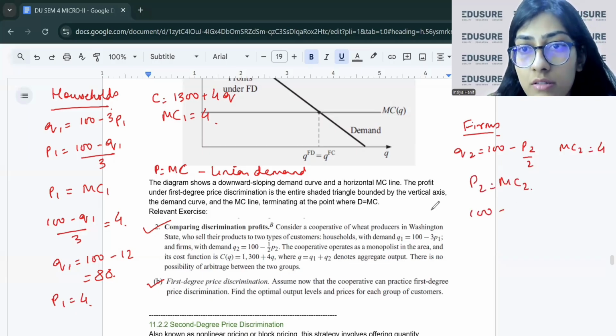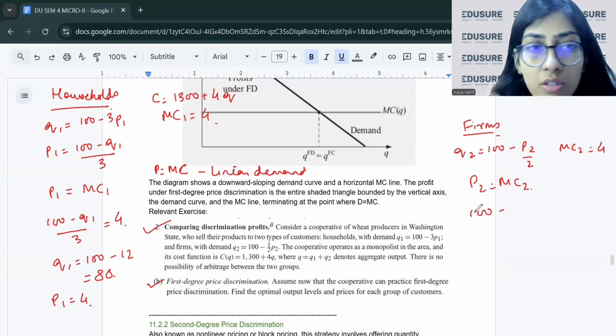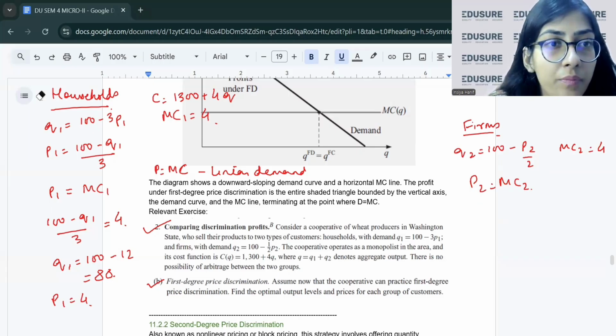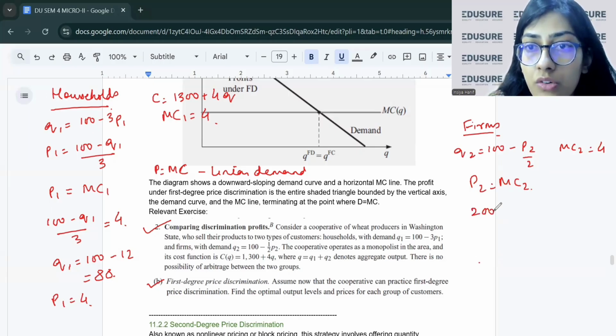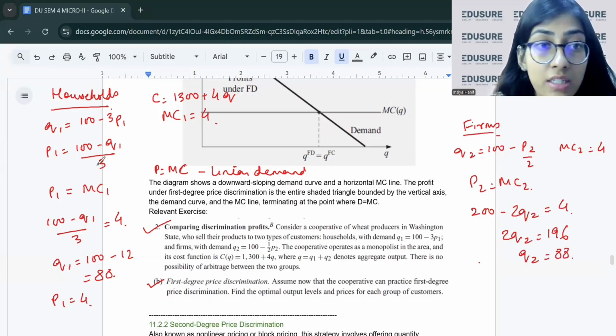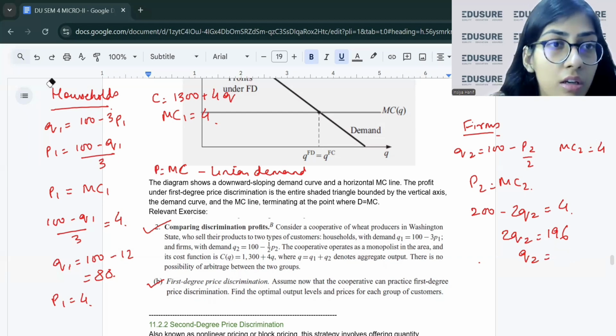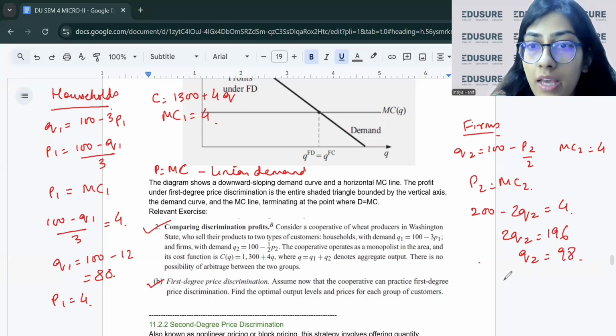Let's convert it first. It's going to be 200 minus 2Q2 is equal to 4. 2Q2 is equal to 196. Q2 is also equal to 88. Sorry, 98. It's going to be 98, yeah, and P2 is equal to 4 here.